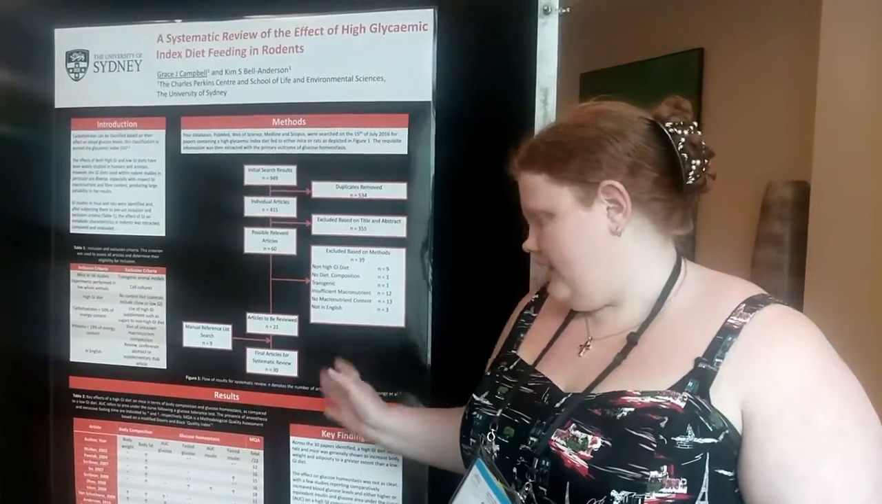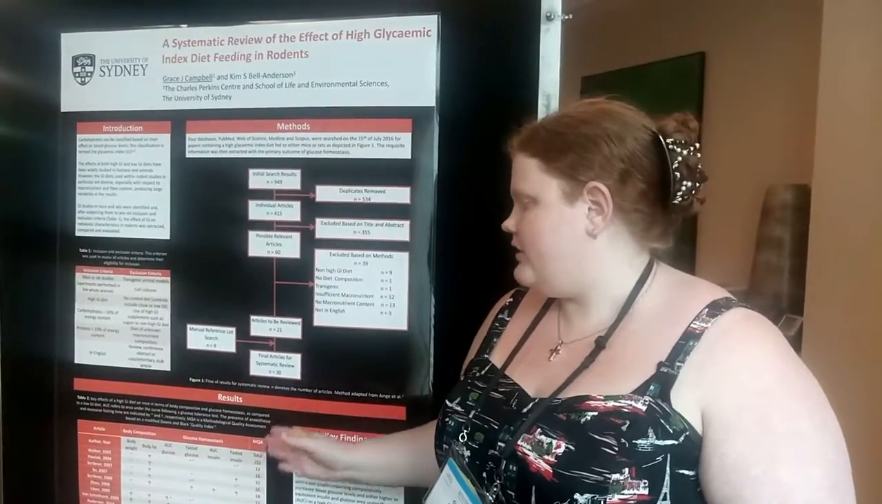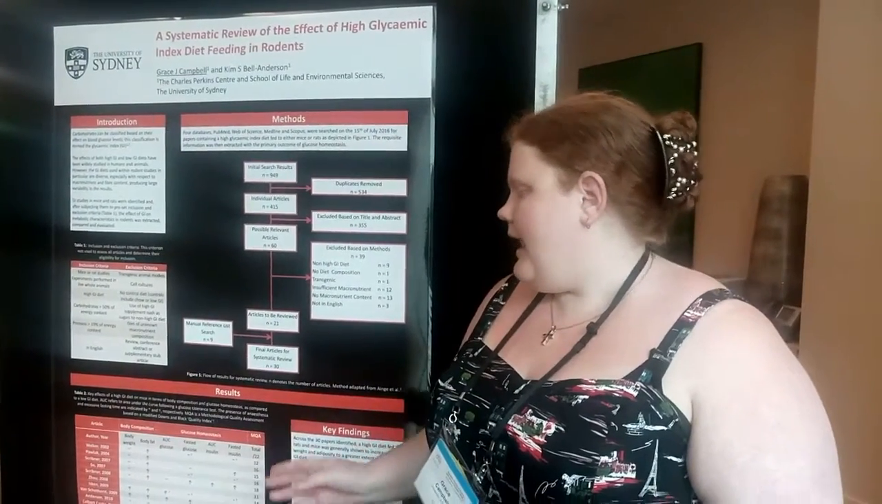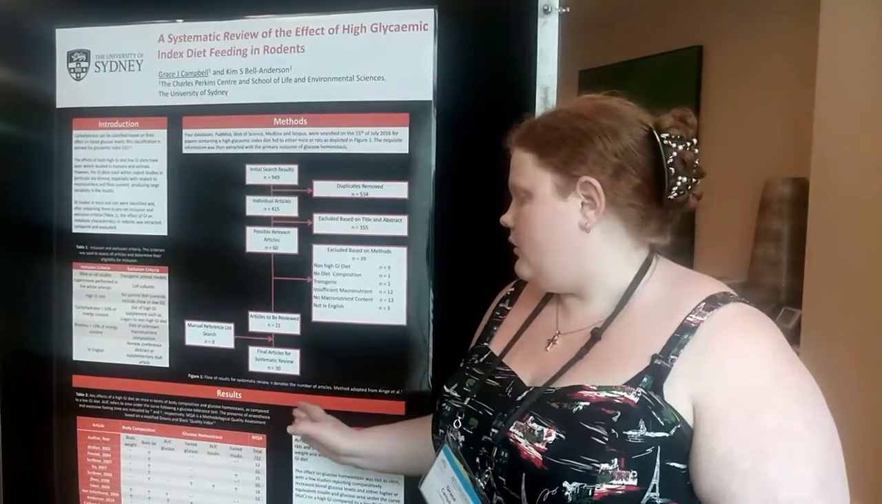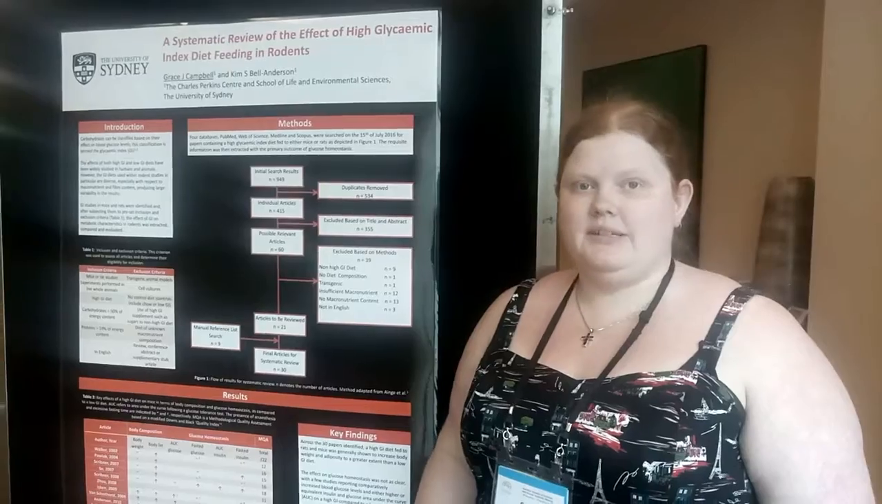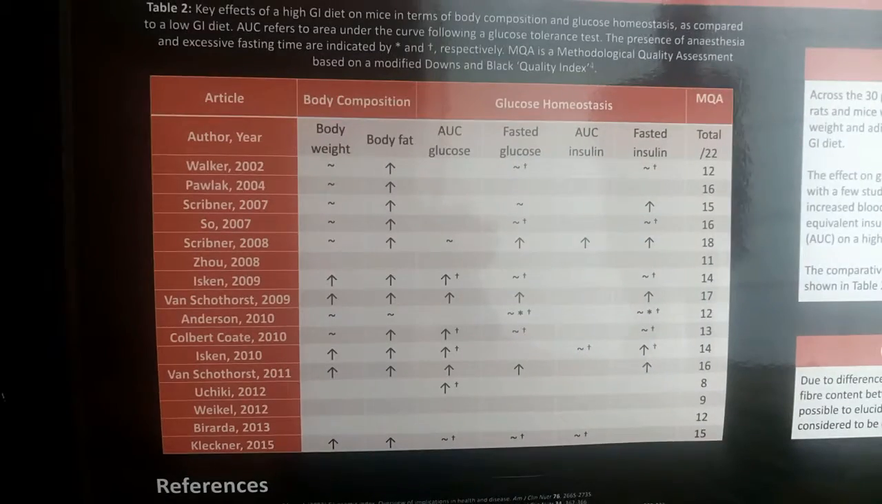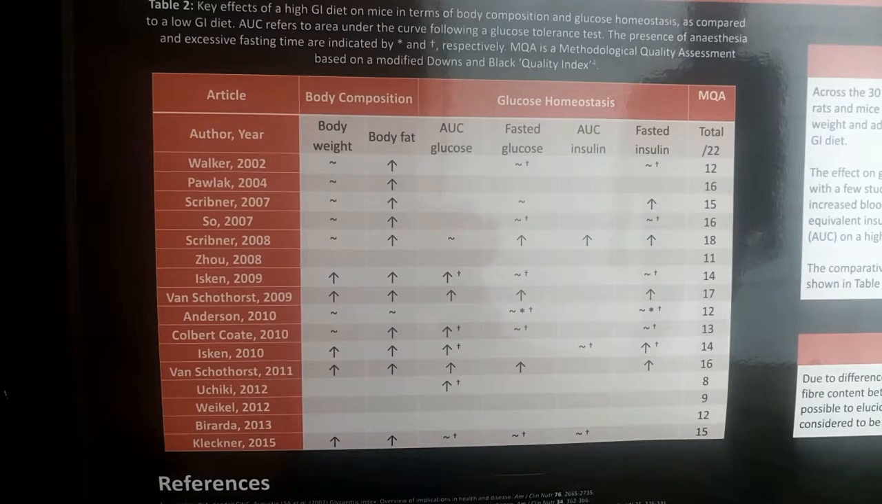And with these articles, we then extracted the relevant information in regards to body composition and glucose homeostasis, and we conducted a methodological quality assessment, which was a set of 22 binary questions assessing the reporting and experimental design of the studies. So shown here is the mouse data and representation.